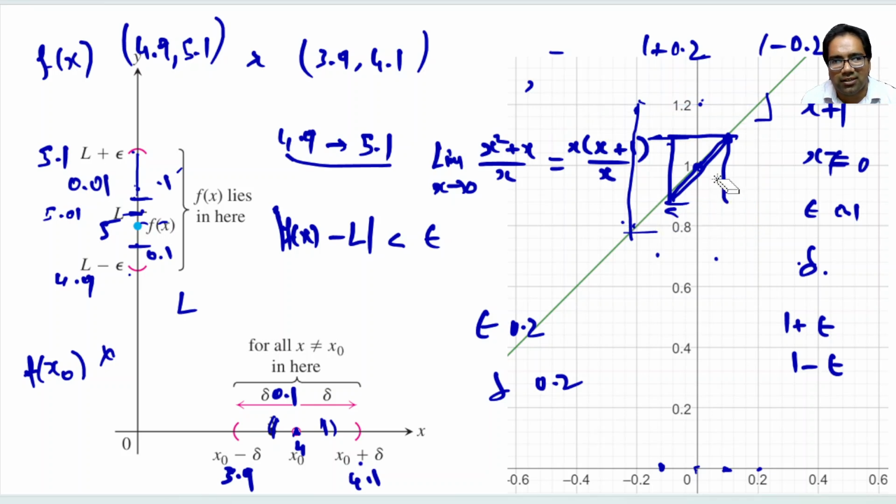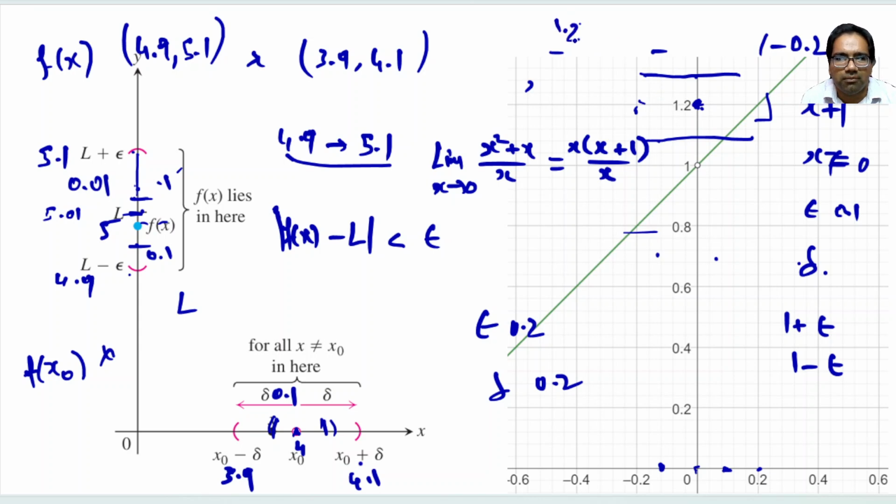Now let's say someone else says the limit is not 1, the limit is, let's say, 1.2. Then what will you say? You will say, okay, my epsilon is 0.1. If your claim is that the limit is 1.2, then the graph should lie entirely between 1.1 and 1.3, that is, 1.2 minus 0.1 and 1.2 plus 0.1.